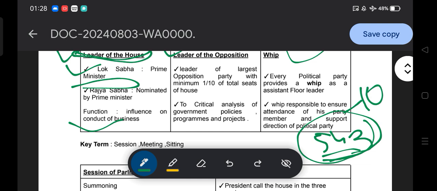543 is equivalent to 10. And what is the 1% of this value? If I talk about the 1% of this value, it is 54. Don't you think so? So 54 is the 1% of basically 543. If you consider 543 is equivalent to 10, then 54 is the value of the 1.